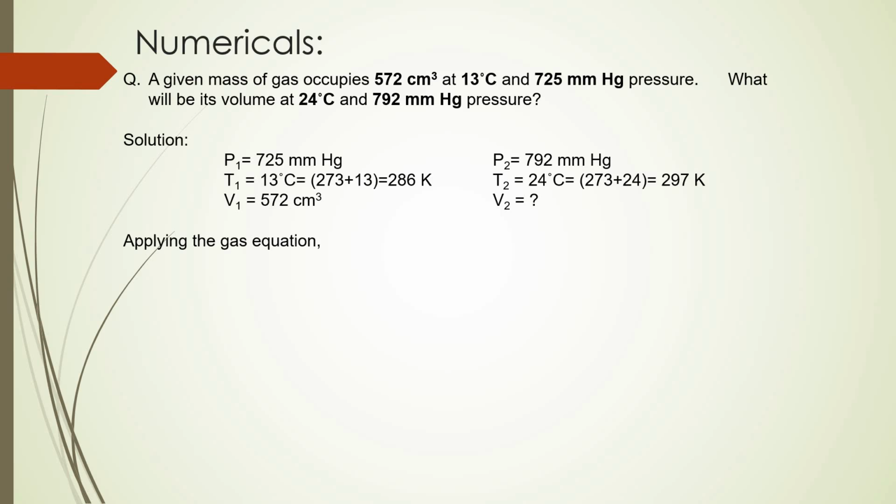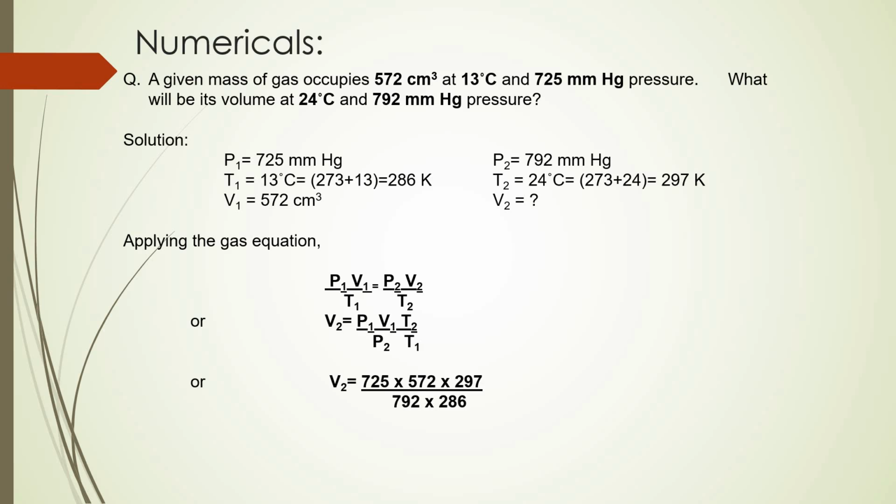So let us use the gas equation. Applying the gas equation, what do we get? P1 V1 by T1 equals P2 V2 by T2. Now we need V2, so we'll rearrange this, and when we rearrange, we get V2 equals P1 V1 into T2 divided by P2 into T1. Okay, so this is the modified form of the gas equation.